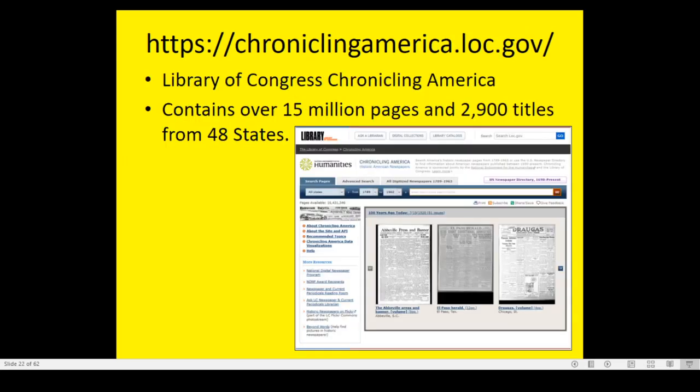This one here is through the Library of Congress. It's called Chronicling America, and it's a free one. It contains over 15 million pages, and there's 2,900 different titles from 48 of the states. So there's a lot of information there.